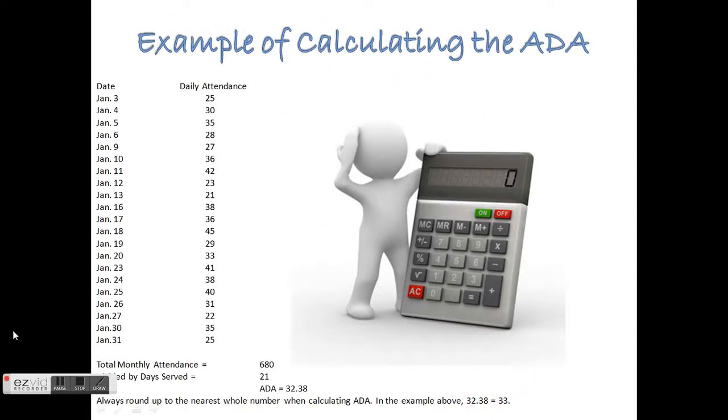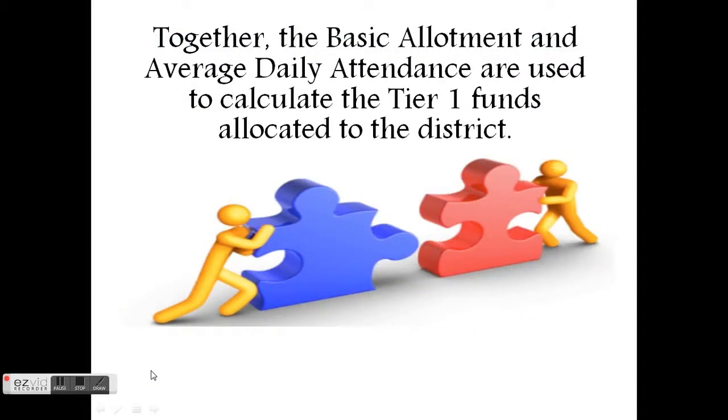Okay, well let's look at how to calculate the average daily attendance. Here we look at the date and the daily attendance. You simply add them all up and then divide it by the instructional days. Of course, this is much smaller. And then you get the average daily attendance. So, together, the basic allotment and the average daily attendance are used to calculate the Tier 1 funds allocated to the districts.